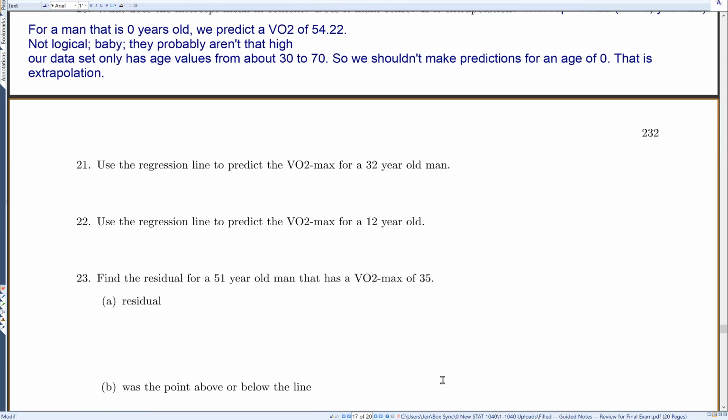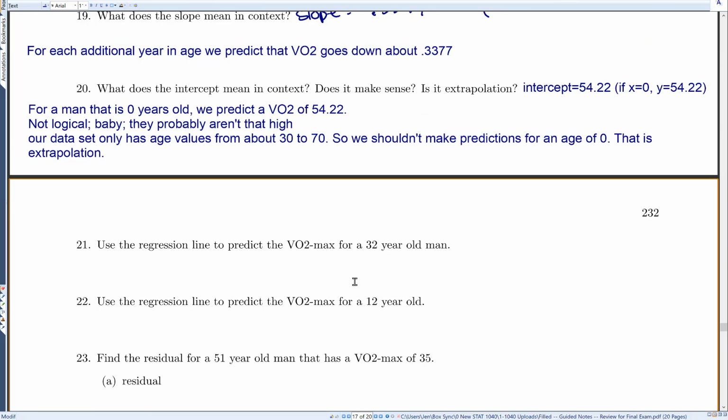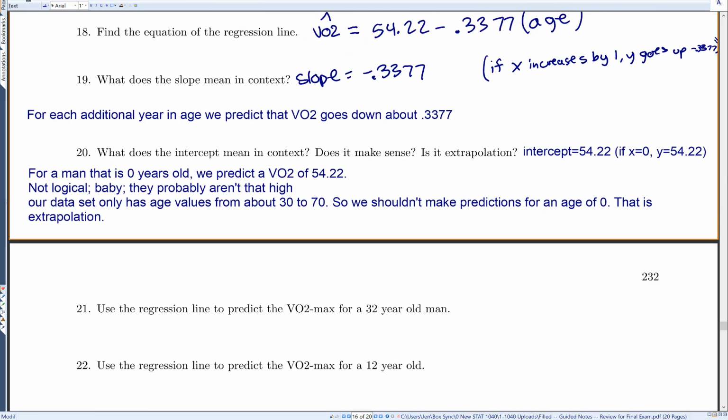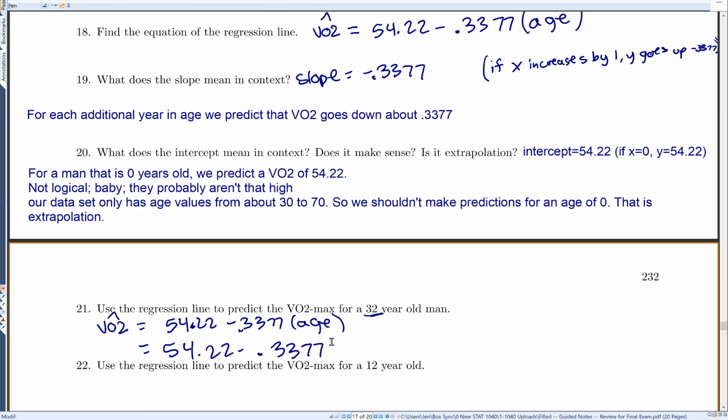Now let's use our regression line to predict the VO2 max for a 32-year-old man. So basically we're just going to write down our equation and then plug it in. So my predicted VO2 is 54.22 minus 0.3377 times age. So we just have to plug in the age of 32. So this would be 54.22 minus 0.3377 times 32. And that would give me 43.41.